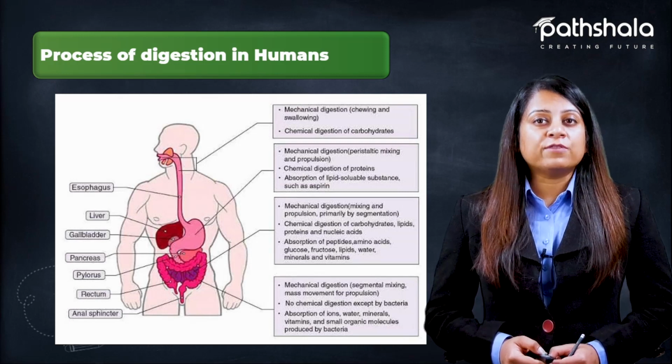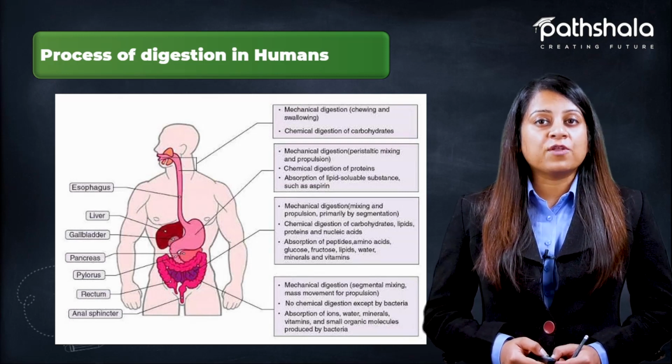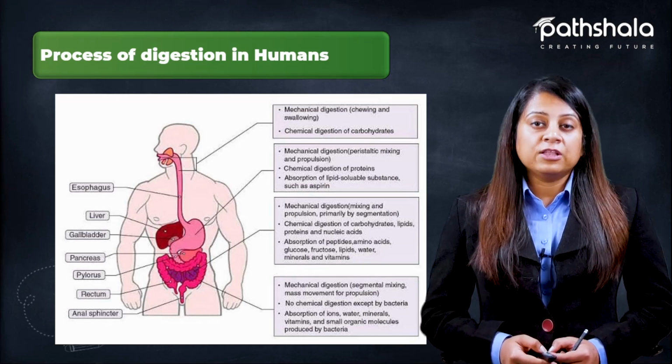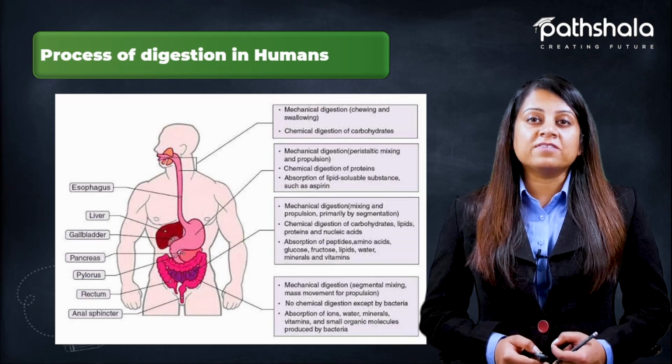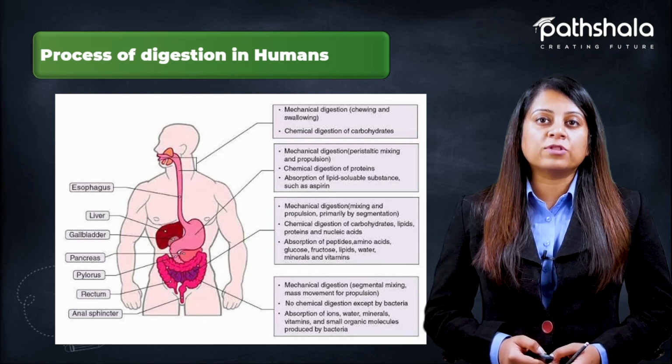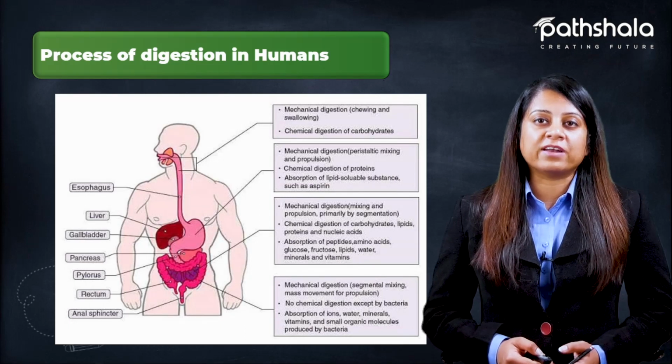On the inner side of the small intestine, there are certain finger-like structures present that are known as villi. These villi increase the absorptive surface area of the small intestine so that maximum absorption of the digested food can take place.